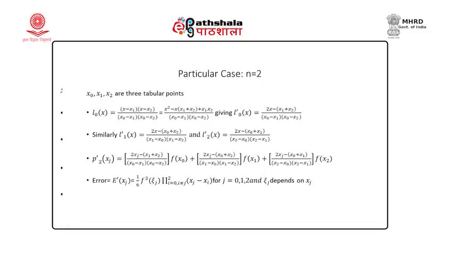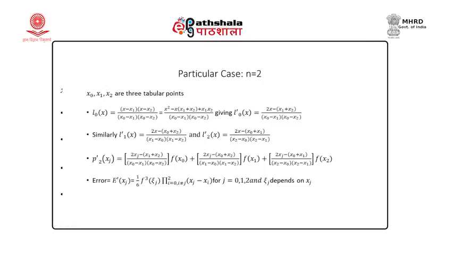And let us put x equal to x j, where j will be either 0, 1 or 2. So, p 2 dash x j is, this is L 0 at x equal to x j. So, L 0 dash x j. So, L 0 dash x j is 2 x j minus (x 1 plus x 2), denominator as it is, into f x 0, plus second is L 1 dash at the point x j.